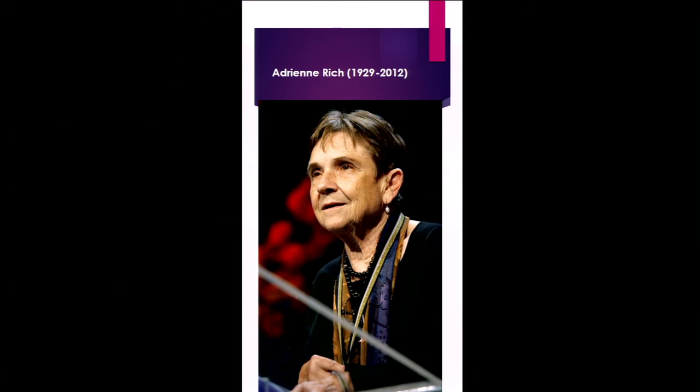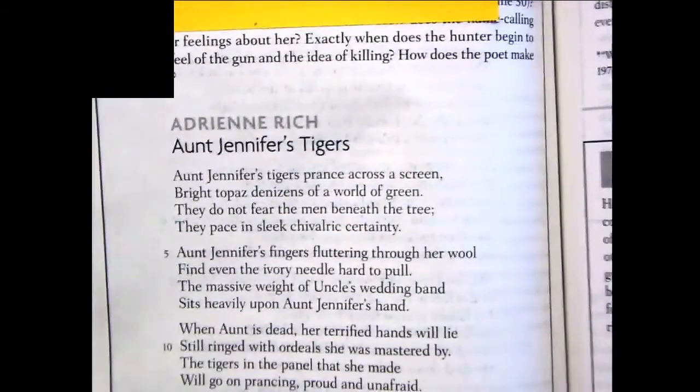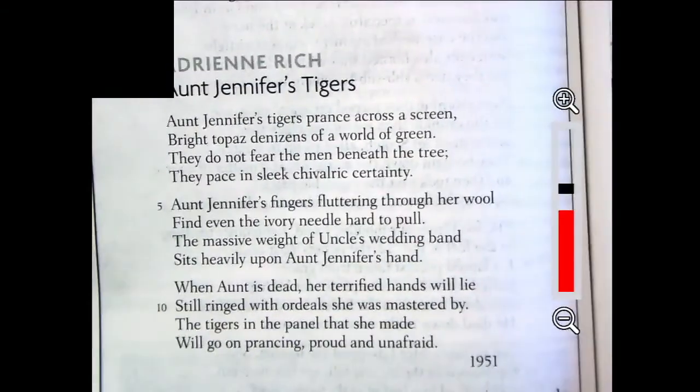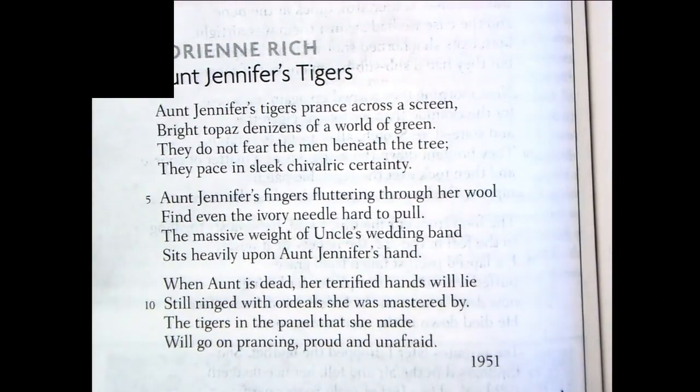And so she did that early on with poems like Aunt Jennifer's Tigers, right? So let's look at that poem, and then I want to talk a little bit about how her writing changed over the decades that followed, because you can see this is an early poem, 1951, right?